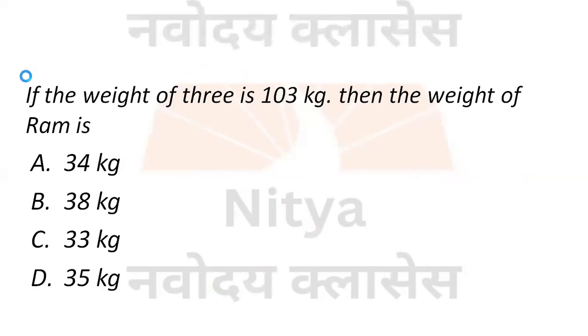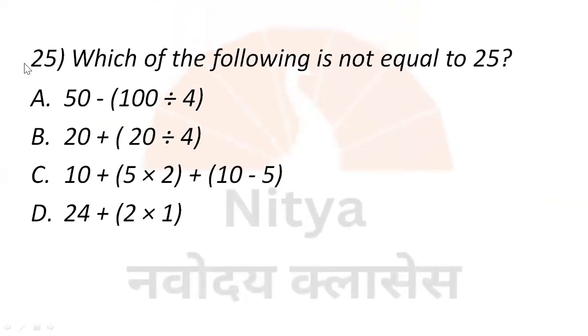25. Which of the following is not equal to 25? Not equal to 25. Okay. So solve. 50 minus, you first solve the bracket. 4 twos are 8, sorry, 4 fives are 20. So 4 times 25 is 100. So 50 minus 25, when you subtract, you get 25. So this is equal to 25. So this is not our answer.